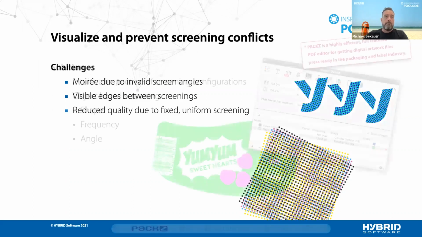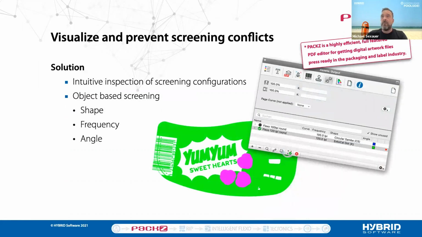Yeah, thanks, Sven. PACS is a powerful tool, but first of all, let's have one word to the audience. What is PACS? PACS is a highly efficient, full-featured PDF editor for getting digital artwork files press ready in the packaging and label industry, independently from which printing production you're working on. And we focus today on the Flexo tools, and PACS provides powerful tools to increase quality by object-based screen configuration inside of the editor. So what you see here on screen is that you have the visual control that allows you to keep control about that at any time.